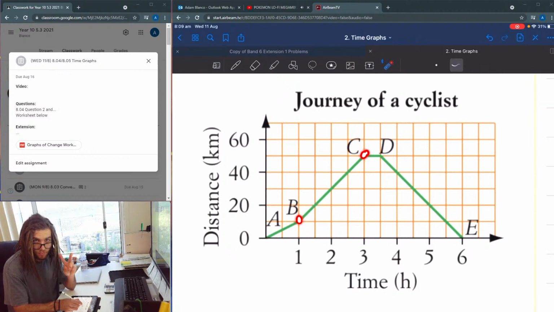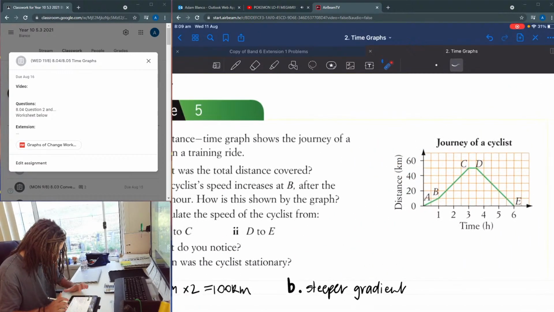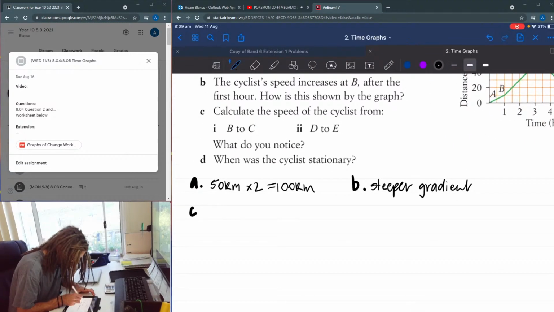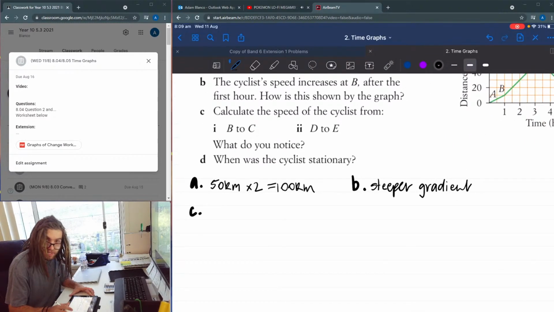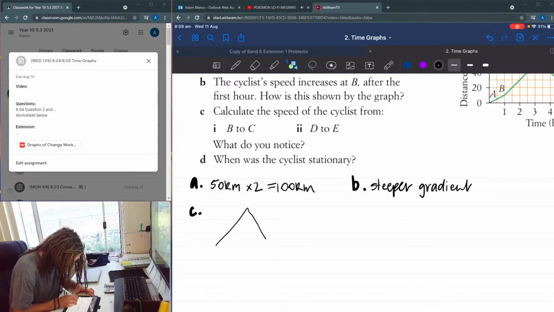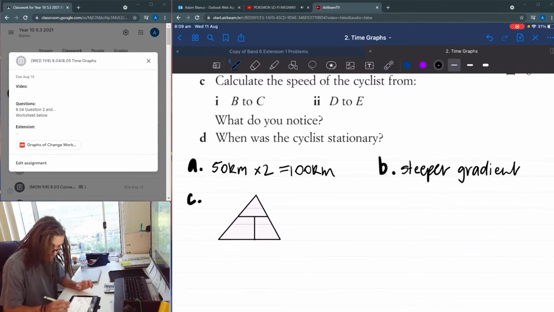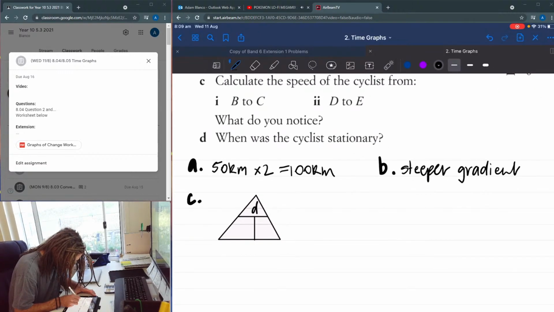So we want the speed of this thing. I'm going to do this two different ways. I don't know if anyone remembers this. You might have done this in year 8. There's a way to calculate distance, speed, and time. I don't know if you remember, but there's a little thing you can draw. It looks like this. This is called your distance, speed, time triangle.